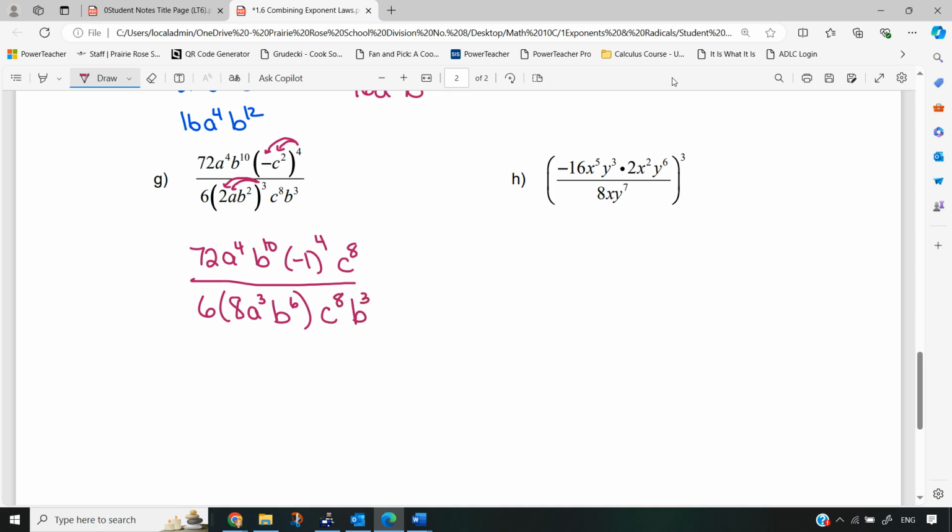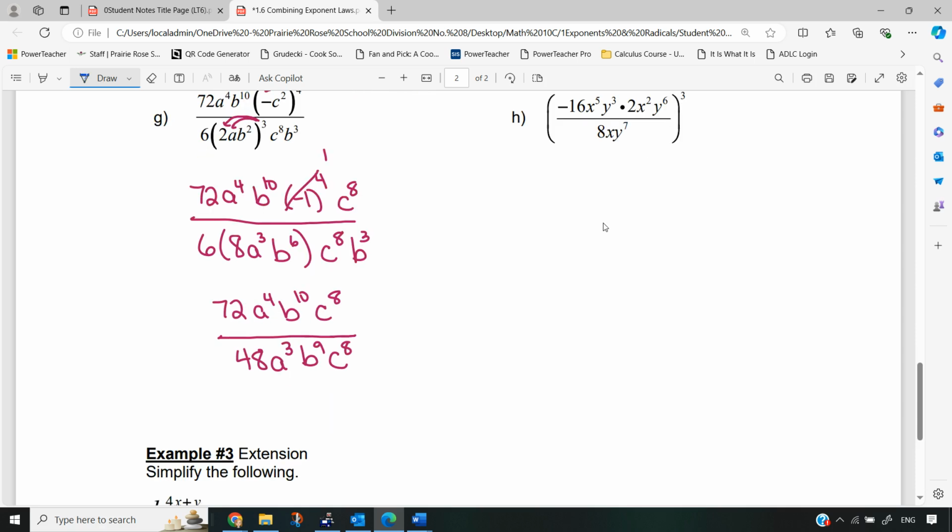Now, because we've distributed that 3 through the brackets, we really don't need those brackets anymore, but I've still left it in brackets there. We're ultimately just multiplying, so we're just going to combine all of our terms that we can combine. So on the top here, we have 72 times -1 to the 4th. Well, -1 to the 4th is a positive 1. So we're going to have 72 a to the 4th, b to the 10, and c to the 8th. In the denominator, we've got 6 times 8, which is 48. We've got a cubed, b to the 9th, because 6 plus 3 is 9, and then c to the 8th.